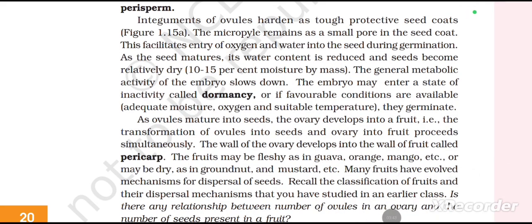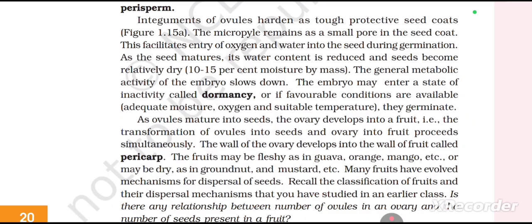Integuments of ovules harden as tough protective seed coats. Figure 1.15a. The micropyle remains as the small pore in the seed coat. This facilitates entry of oxygen and water into the seed during germination. As the seed matures, its water content is reduced and the seed becomes relatively dry, that is 10 to 15% moisture by mass. The general metabolic activity of the embryo slows down.